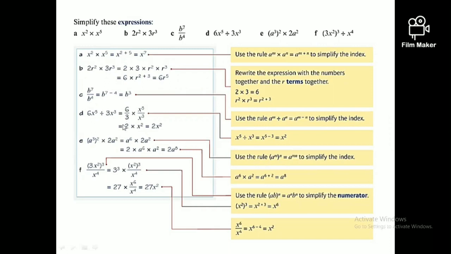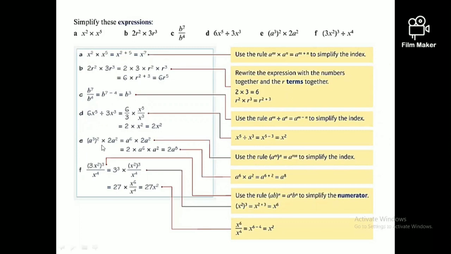6 divided by 3 is 2. This division, you can write as a subtraction. So this will turn into x to the power 5 minus 3. Division, you can write as a subtraction. With that, you can say this is x to the power 2. The final answer is 2x to the power 2. Right. Then, the other fact is if you have a question like this, a to the power 3, all to the power 2.